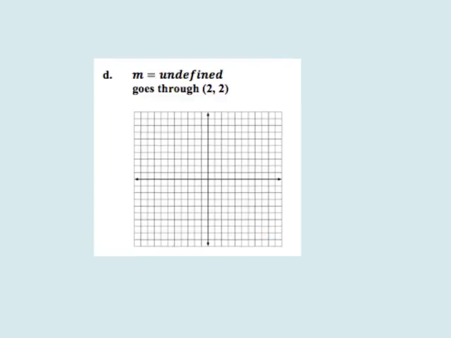Finally, on letter D, it goes through the point 2 over 2 up, and it's an undefined slope. Undefined slopes go vertically. They go straight up and down. So an undefined slope through that point is going to look like a straight line up and down. You have a lot of different ways to graph equations. You need to be aware of all of them as you're doing it.